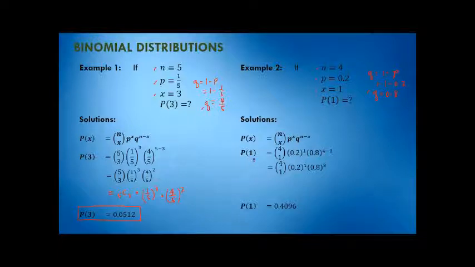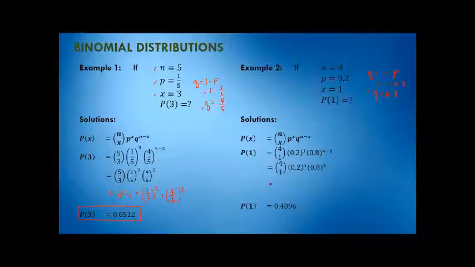You have the probability of 1 success is equal to the combination of 4 taken 1 at a time times 0.2 raised to 1 times 0.8 raised to 4 minus 1. Simplify lang natin. Combination of 4 taken 1 at a time times 0.2 raised to 1 times 0.8 raised to 3 because 4 minus 1 is 3.